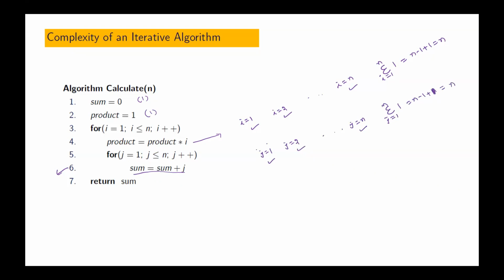But this entire thing happens for each value of i. When i equal to 1, we repeat this. When i equal to 2 also, we repeat this. When i equal to 3 also, we repeat this. Is that correct? Yes, sir.